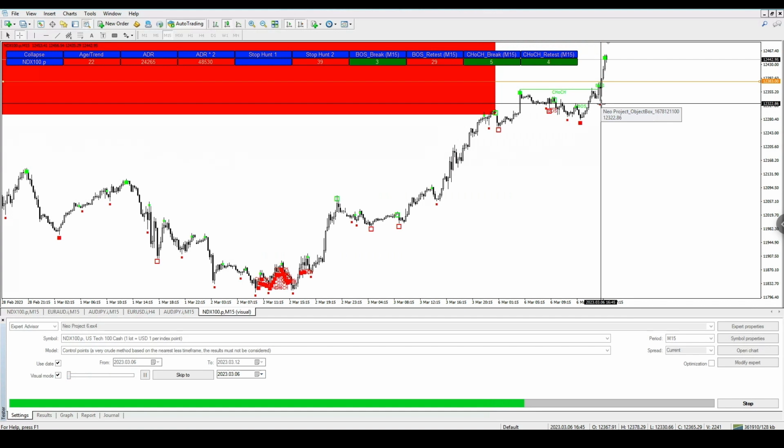Now we can actually go and work out our risk management if we want to do it manually, or you can even set the bot up to take the right amount of risk for you when the trade entry does come into play.